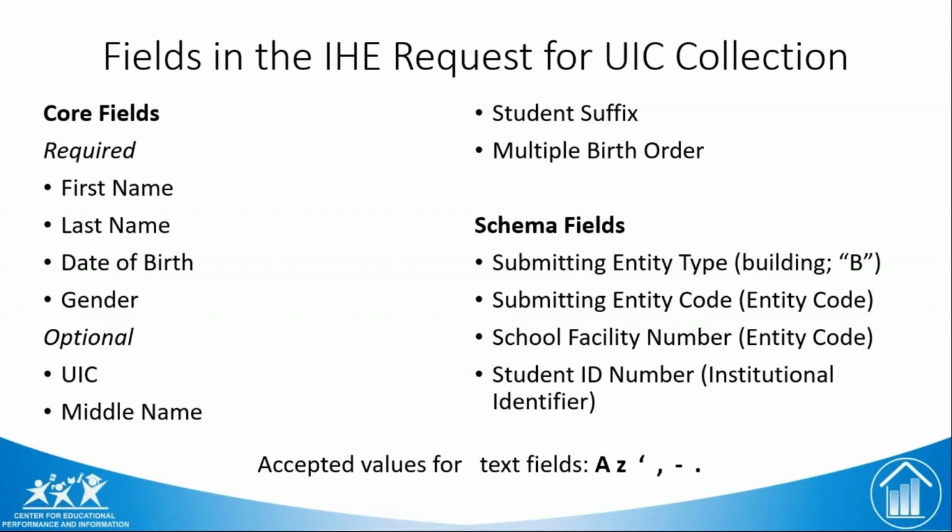That's something that's going to come with multiple submissions, but there is a tool that you can use if you do find that issue occurring. I did list the accepted values for the fields in this collection. So for the name fields, you can have A through Z, you can have apostrophes, commas, hyphens, and periods.